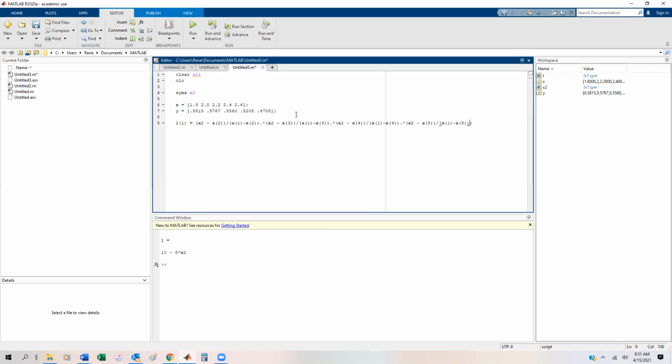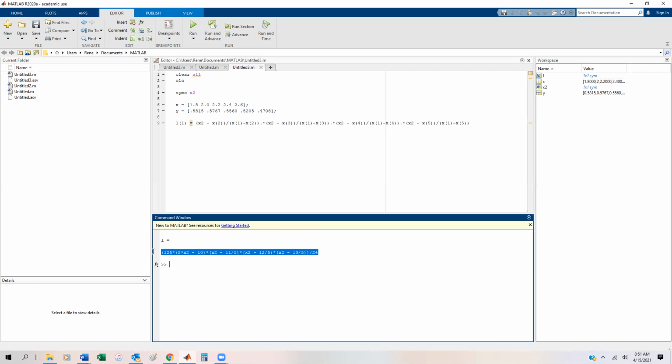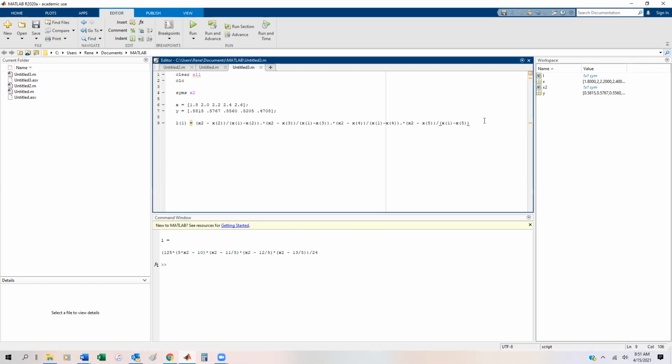Now I'm going to go ahead and expand this. And by the way, this is not the coefficient yet. But this is what we get. It's just multiplied out, factored down a little bit. So that's our L1. Now we're going to get L2.